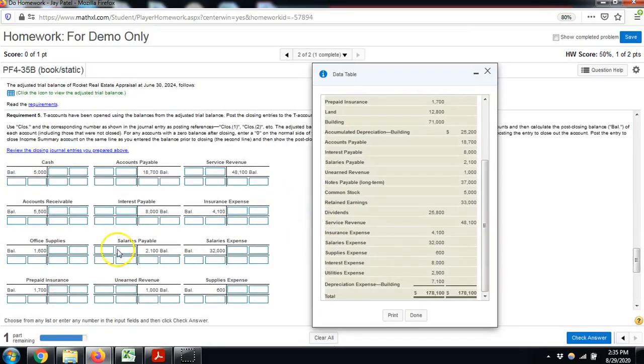Okay, so now we have to have our T accounts basically reflect all these closing entries. So many of these will be unaffected. So for example, cash, it's not affected by the closing process. It's a permanent account. Accounts payable, unaffected, permanent account.